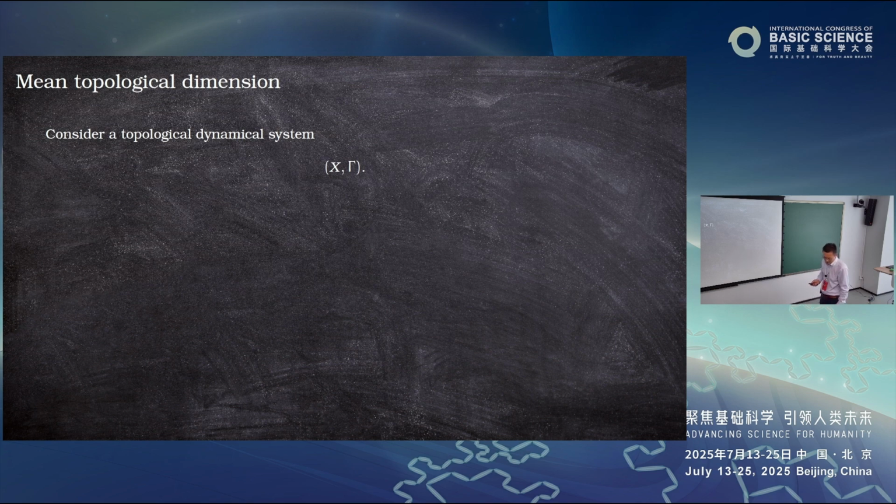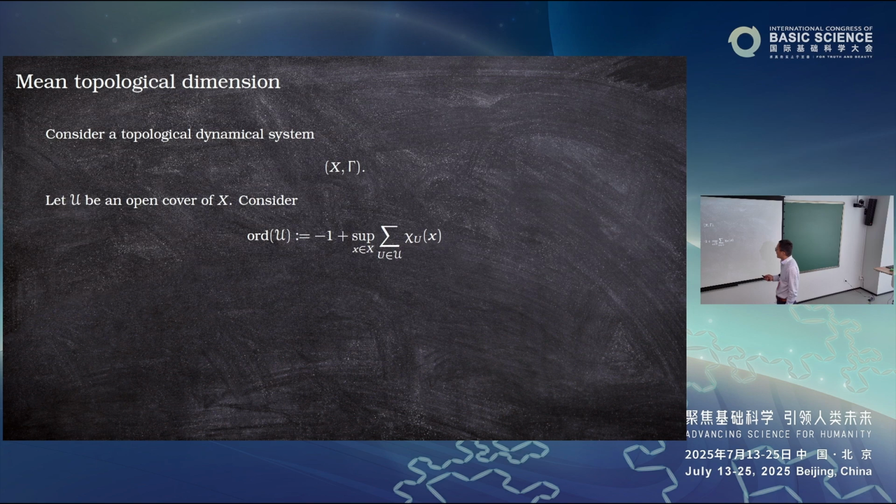This is the topological dynamical system property, and this mean dimension actually was introduced by Gromov and developed by Lindenstrauss and Weiss. So what is the mean dimension? Let's look at a topological dynamical system. And let's start with just the topological dimension, the covering dimension. So we look at an open cover. Then you can consider the order of the cover. So what is the order of the cover?